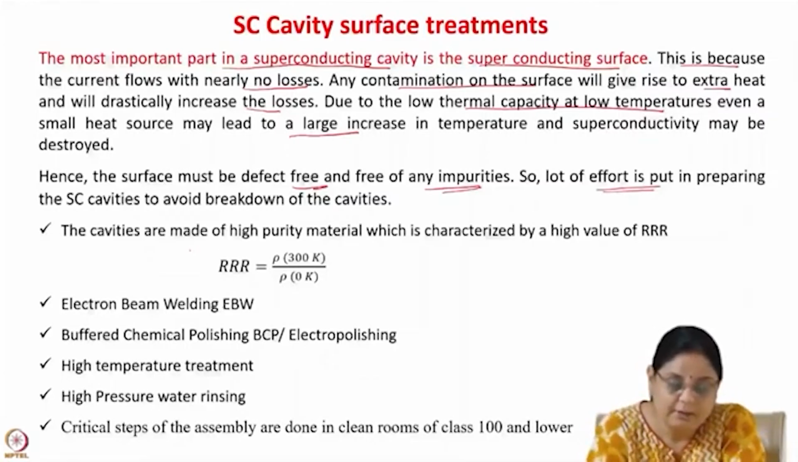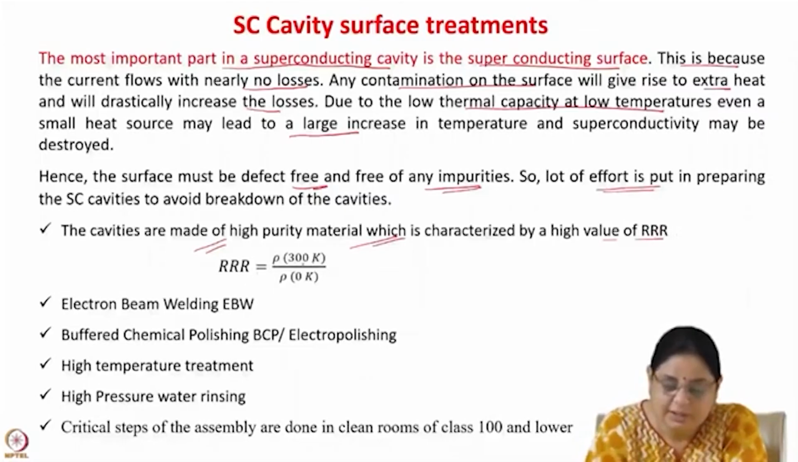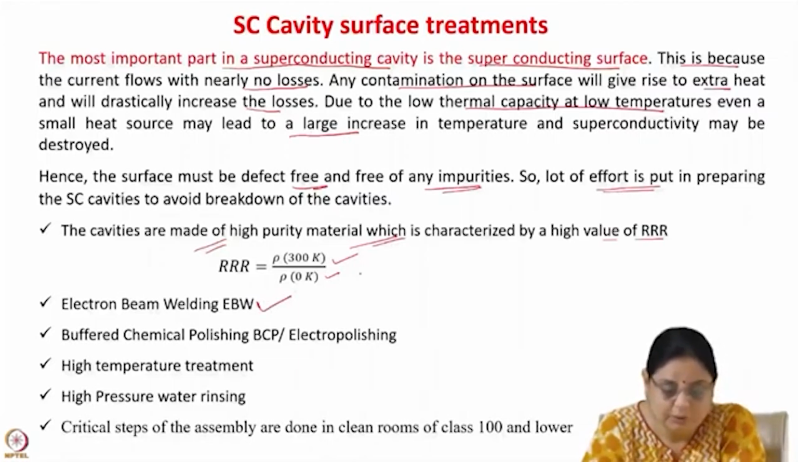So first of all, the cavity is made up of very high purity material which is characterized by a high value of RRR. This is the residual resistivity ratio. So this is given by the resistivity at 300K to the resistivity at 0K. Then processes like electron beam welding are used for the fabrication of cavities, of the superconducting cavities.